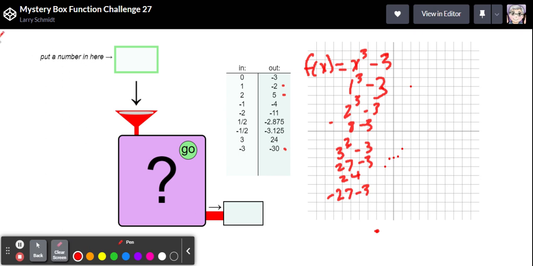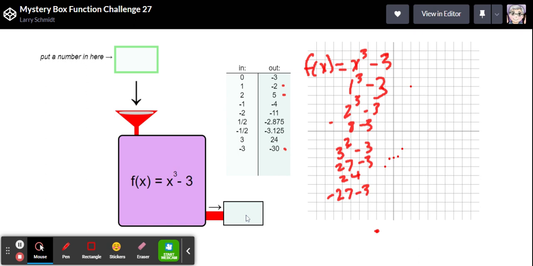I think we've got this now. So let's go ahead and reveal. And it is x cubed minus 3. Let's look at the graph of that one. Yeah, so there's that lovely cubic function. It's just been pushed down from the origin by that -3.